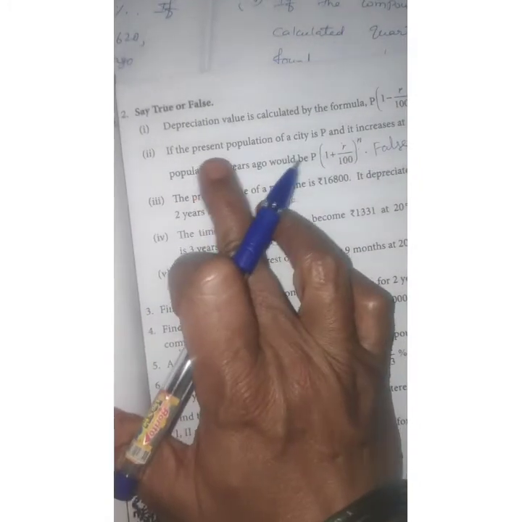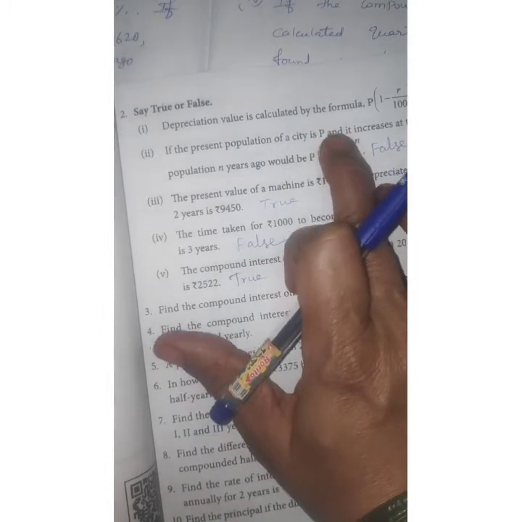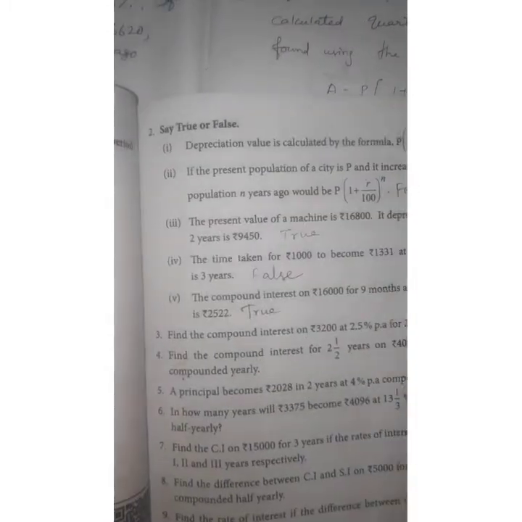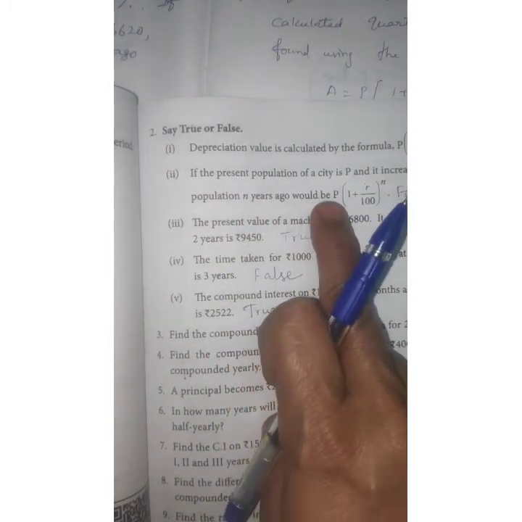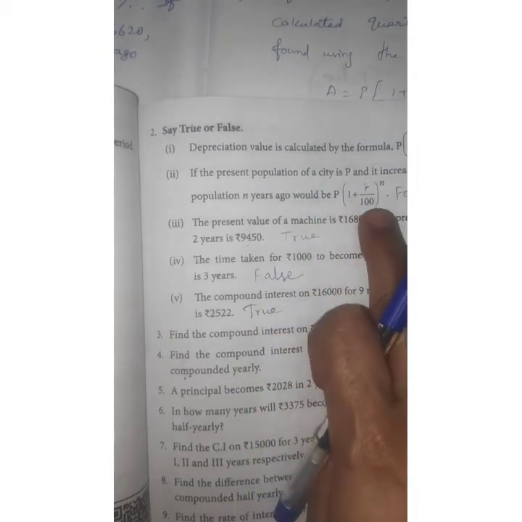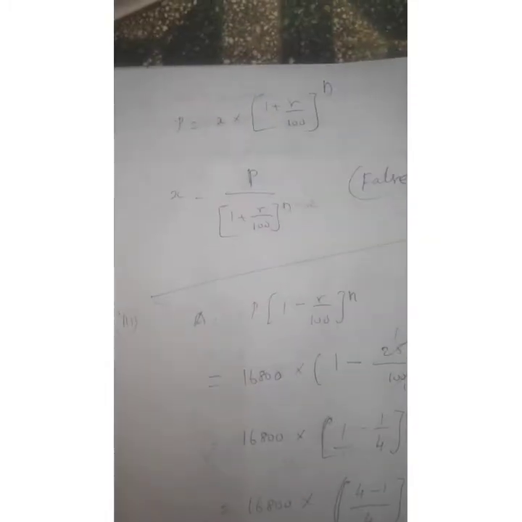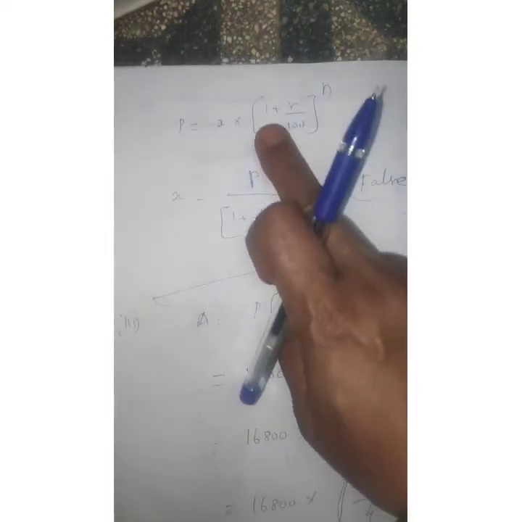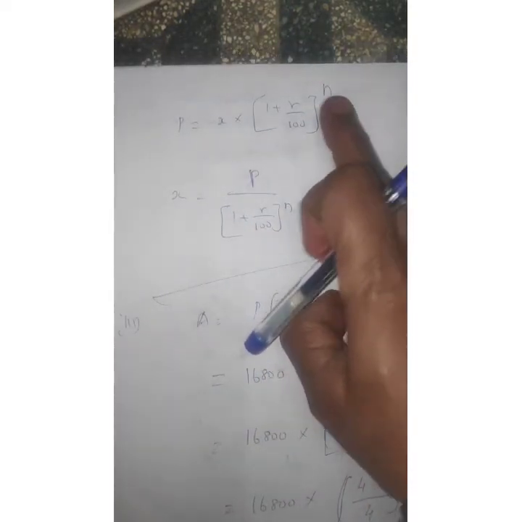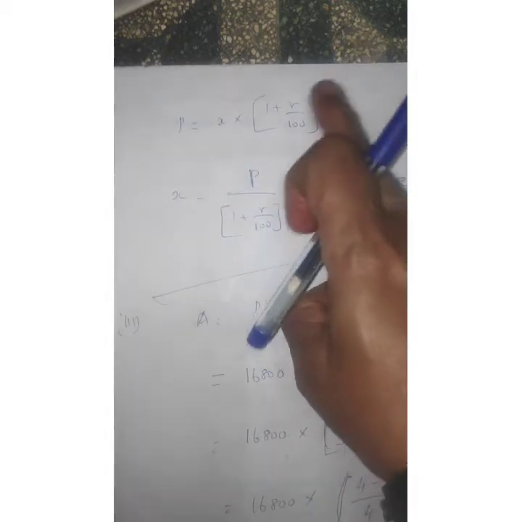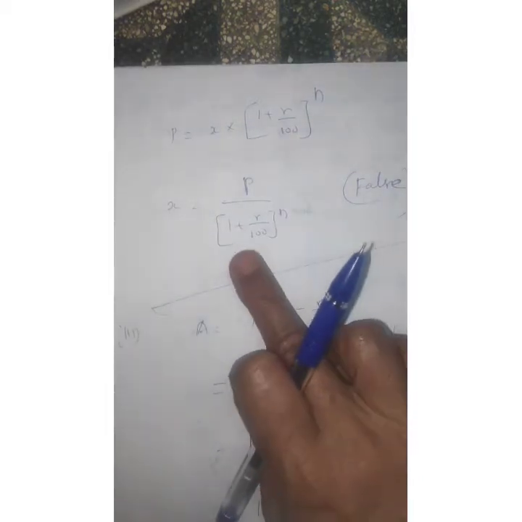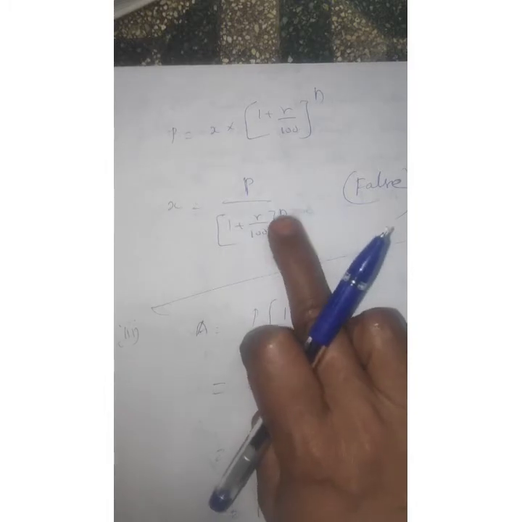Next question, if the present population of a city is P and it increases at the rate of r percentage per annum, then the population n years ago would be P into 1 plus r by 100 whole power n. See here, P equal to X into 1 plus r by 100 whole power n. X is written there, so this full value is written in division, P by 1 plus r by 100 whole power n is correct.